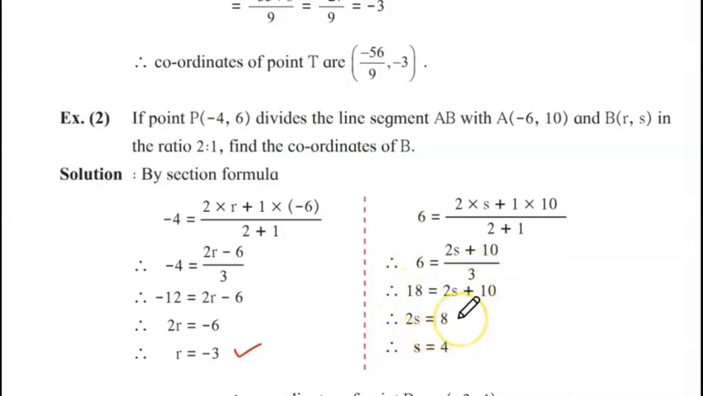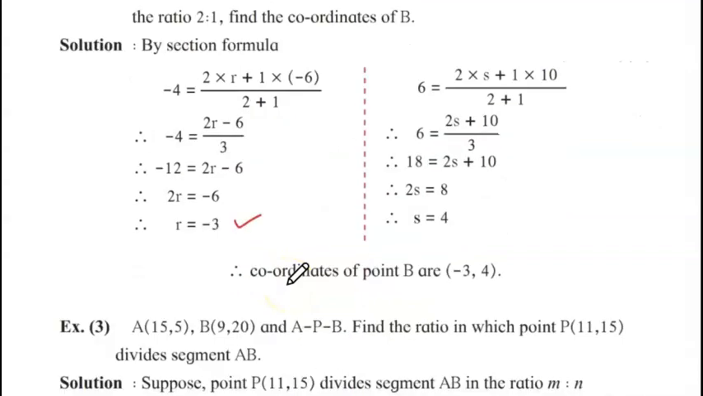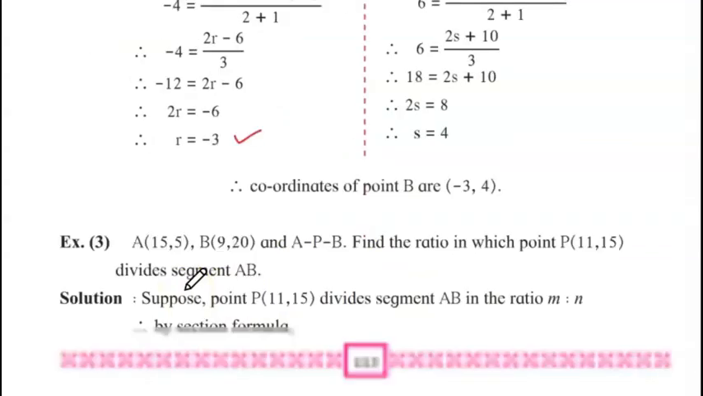That means here we will get 8. Therefore s = 8/2, which means s = 4. And hence here, the coordinates of the point B are (-3, 4). What are the coordinates of B? They are -3 and 4. Okay. Now, next example.